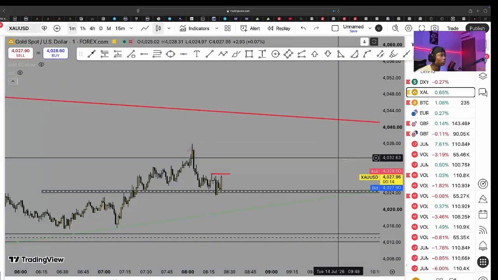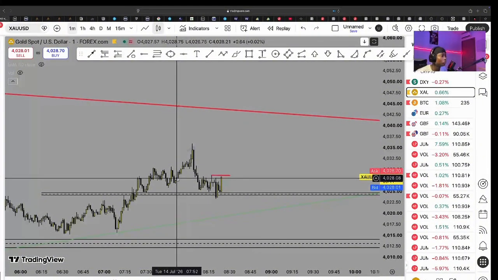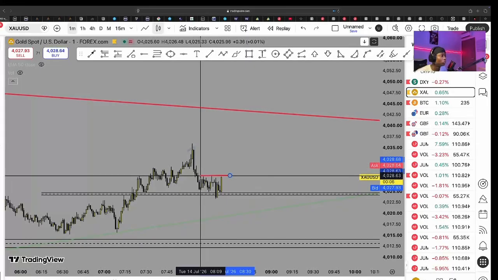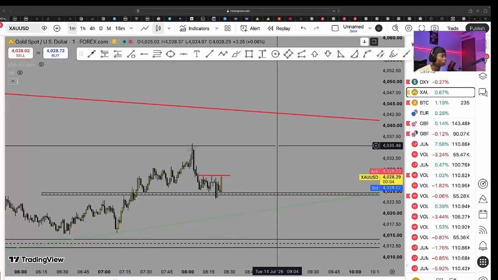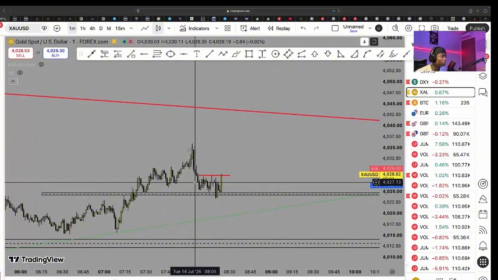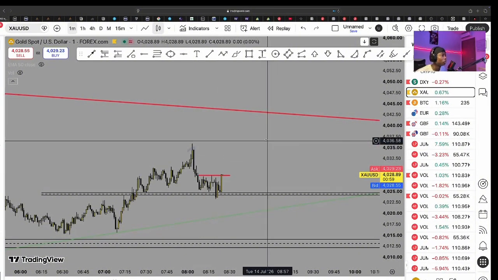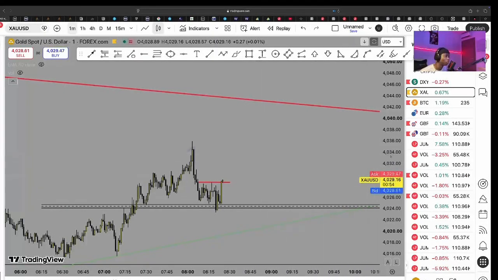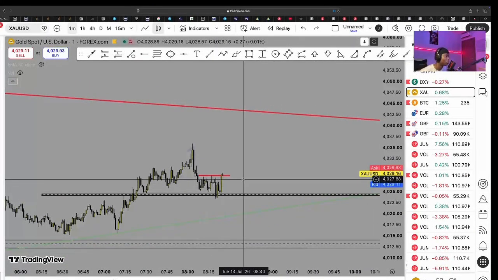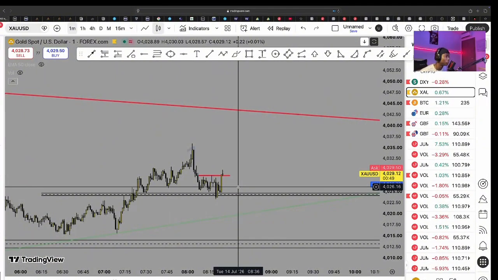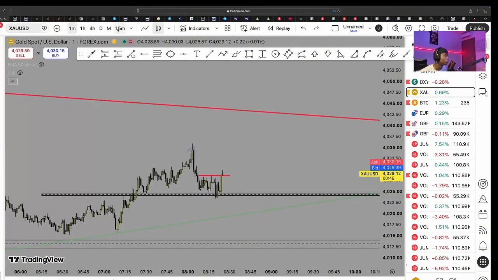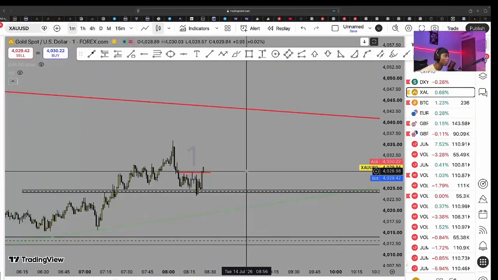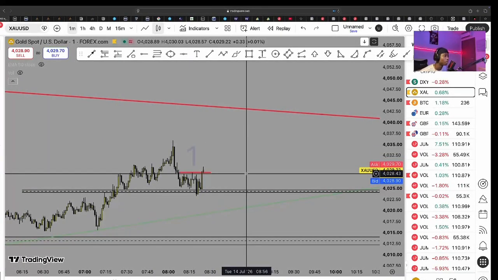Let's take this out. It was like a resistance level. So guys, with my price action, I'm beginning to see buying opportunities. Yep, beginning to see some buying opportunities.